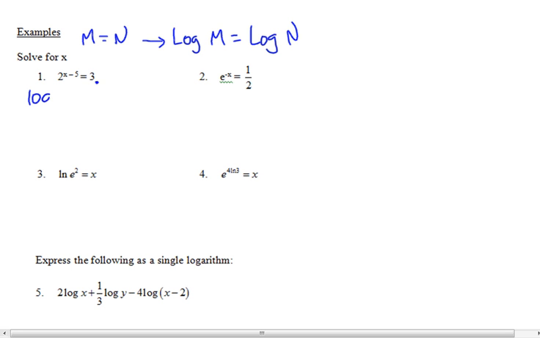So we're going to take this and make it a base of 2: 2 to the power of x minus 5 equals 3. Totally legit. So we use change of base: log 3 divided by log 2. We add 5, and that will give us our x value. Get x by itself.